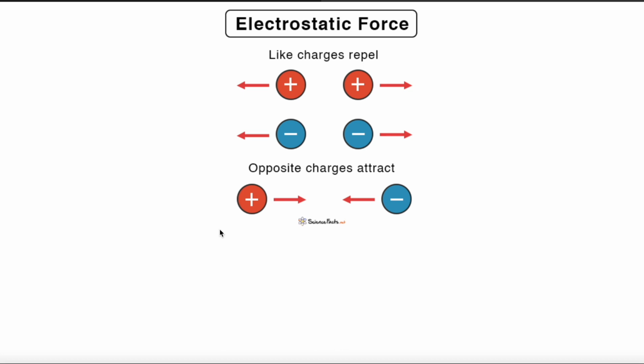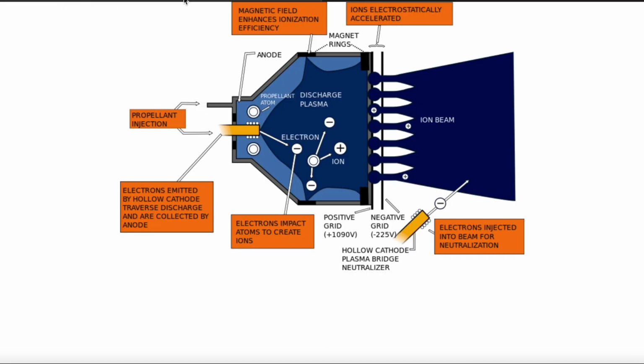So essentially, if we have two positively charged ions, then they will be acted on with a force and accelerate away from each other, and this will be the electrostatic force. And if we have two negative ions, the same thing will happen. If we have one positive and one negative ion, they will both be acted upon with the electrostatic force and accelerate towards each other. And so pretty much this theory is applied in an ion thruster.